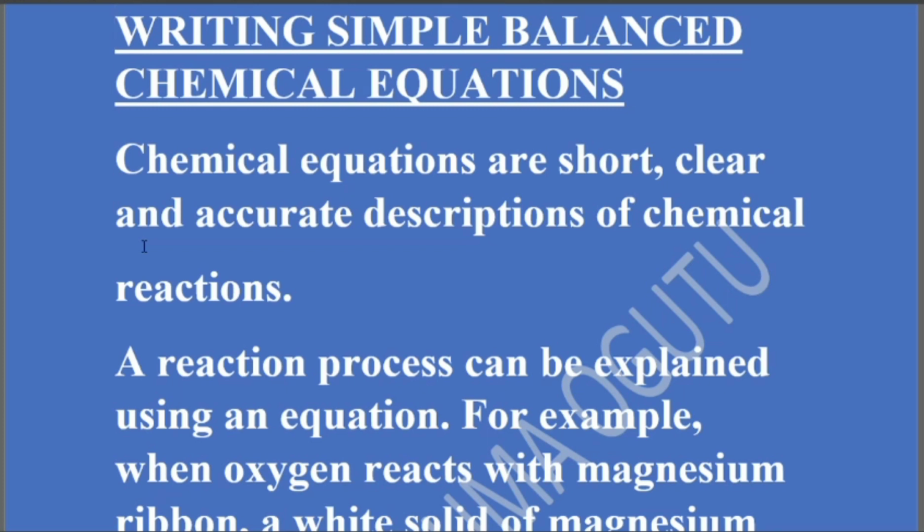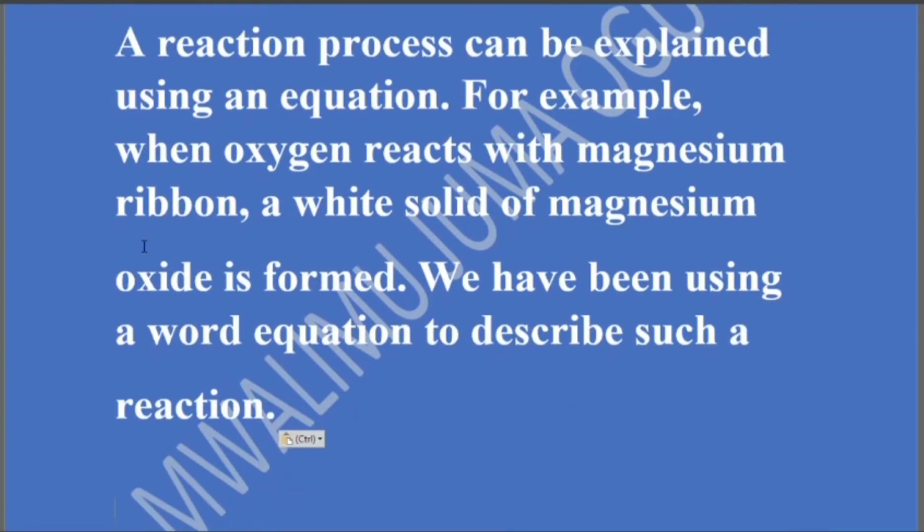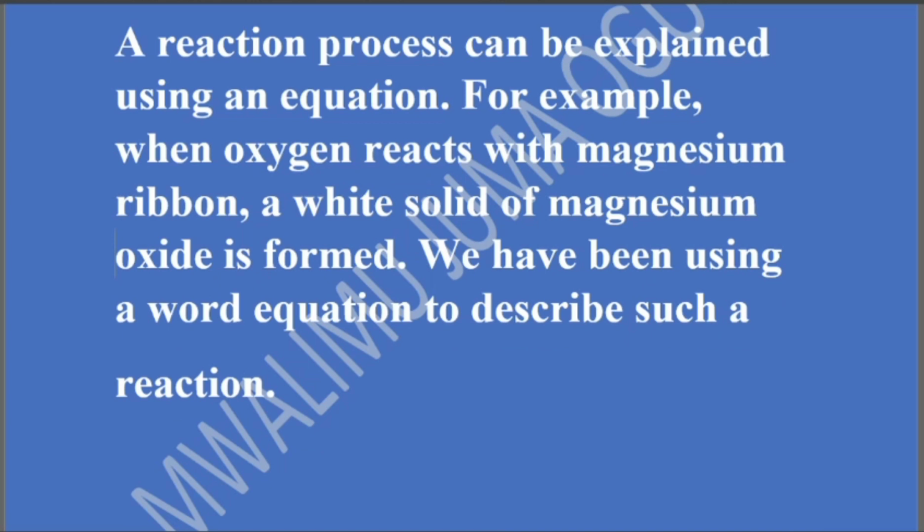But now, here we want to use the symbols. Remember, at the beginning, in Form 1, we learned about the chemical symbols of different elements. These symbols are the ones we want to use to write chemical equations. So we are saying that they are precise and clear. The chemical equations are clear.